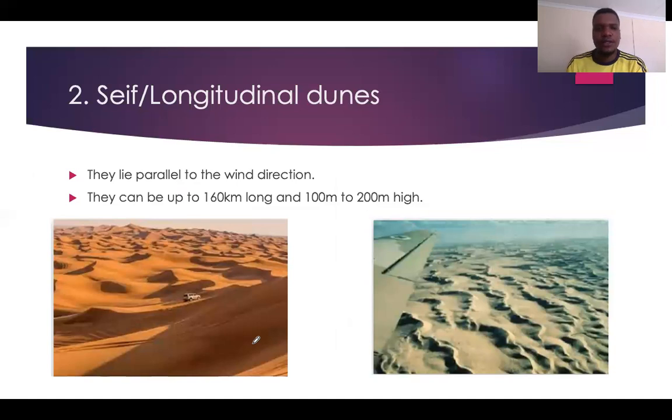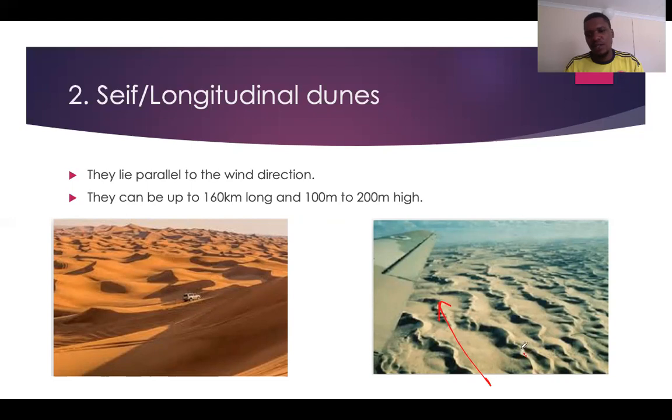Okay, the second type of dune we look at is the seif dune or the longitudinal dunes. These ones are longer. What happens is that they lie parallel to the wind direction. They are parallel to the wind direction, and they can be up to 120 kilometers. So the wind direction will actually be in this direction. So they are parallel to the wind direction. Okay. So wind is in that direction, and then these are our dunes.